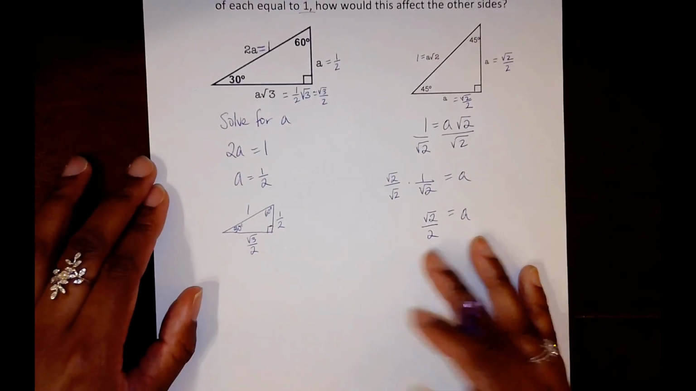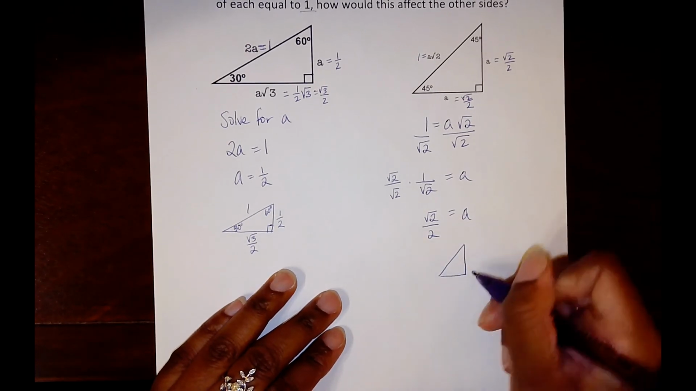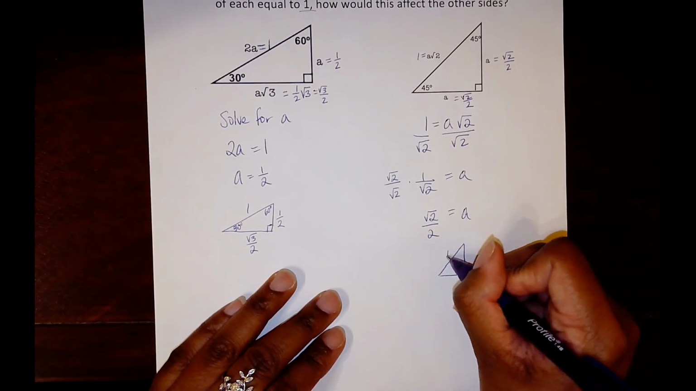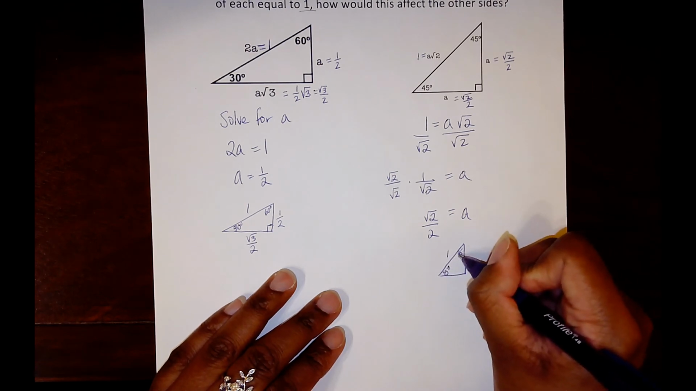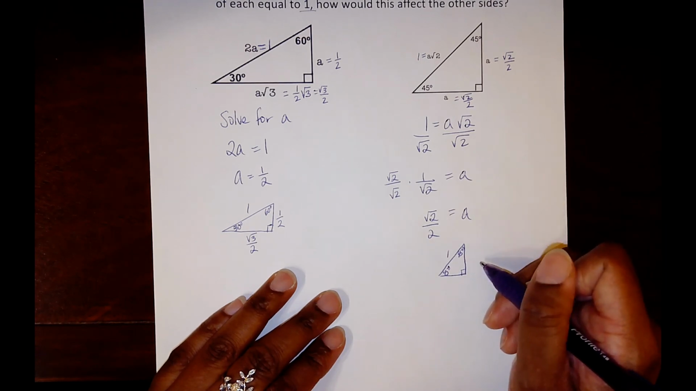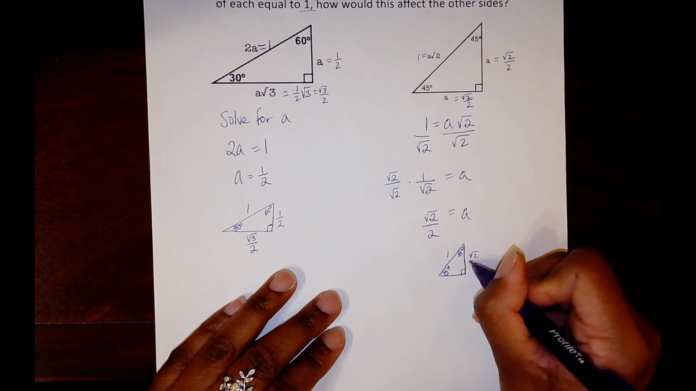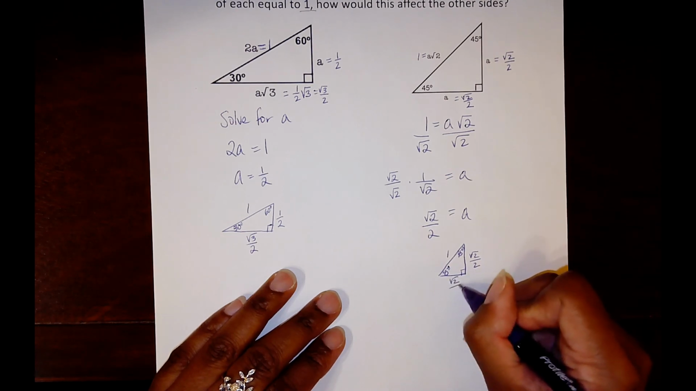So now, when we've dilated that special right triangle, we now have that the hypotenuse is 1 and that the two sides of this isosceles right triangle are the square root of 2 divided by 2 and the square root of 2 divided by 2.